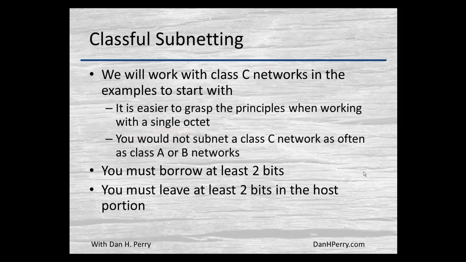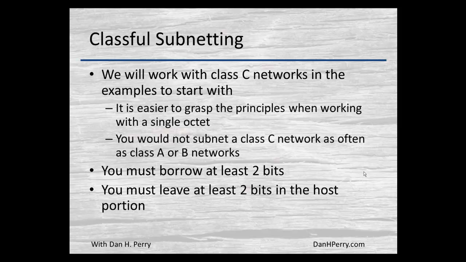This is because it's much easier to work with a single octet for subnetting, and once you have the principles down, then working with a Class A or Class B network for subnetting is not that much more difficult. In real life, you're not going to use the Class C and subnet those as often as you would the A or B, due to the fact that a Class C is already only 254 host machines.